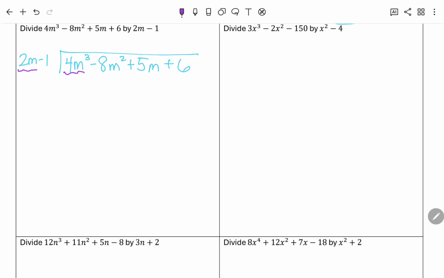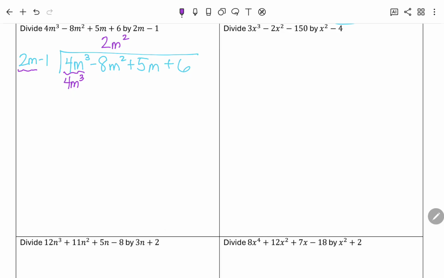So I can say to myself, how close can I get to this? Or can I get exactly this? 2m times what gives me 4m cubed? 2m times 2m squared. And I'm going to write that up top, because if I do 2m squared times 2m, I'm going to end up with 4m cubed. Oh, but don't forget, we also have to multiply it by this -1.